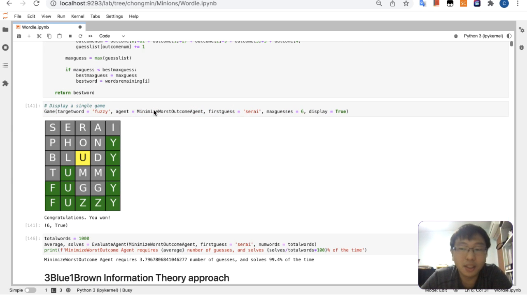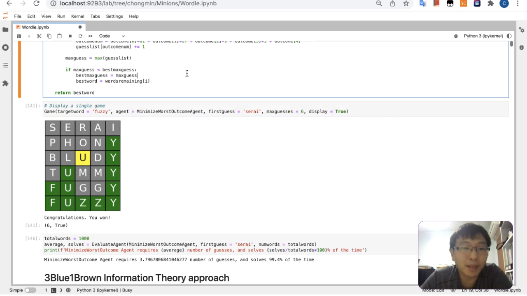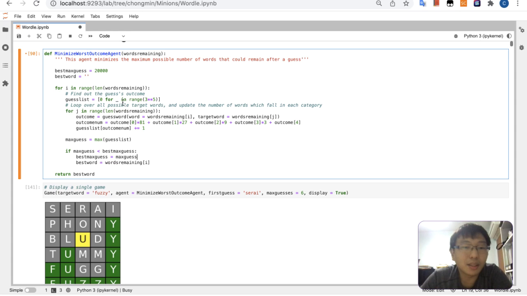Okay, so this is the direct counter to Absurdo. I mean, we played Absurdo before, where they try to make the outcome of the guess leave you as many remaining words as possible. So this I would say is the minimax agent to Absurdo, by making sure that the words remaining is as low as possible for the worst possible outcome.